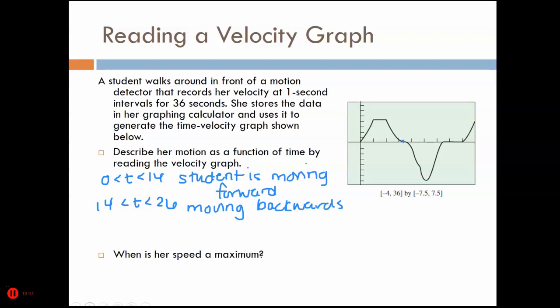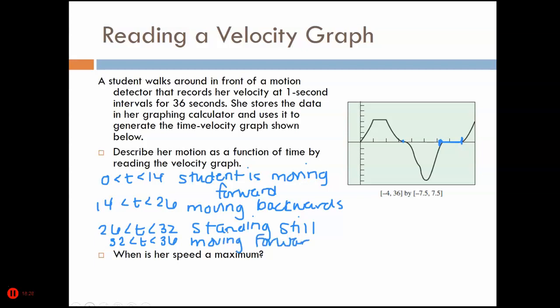And then here, where it's flatlined, what's my student doing? And then 32 to 36, they're moving forward. So they're moving forward, but at an extremely slow speed, almost to the point where the speed is 0.